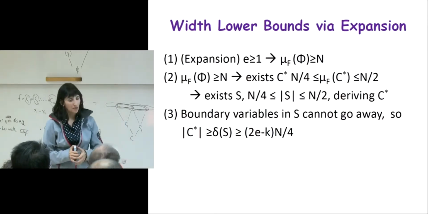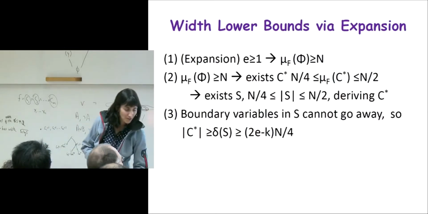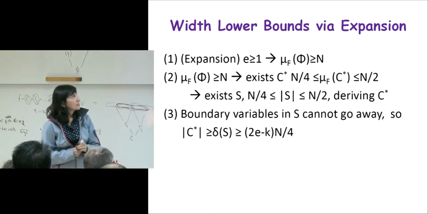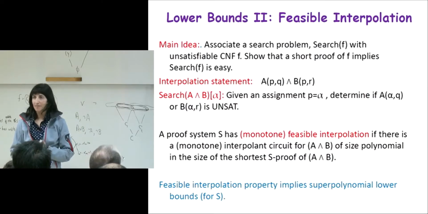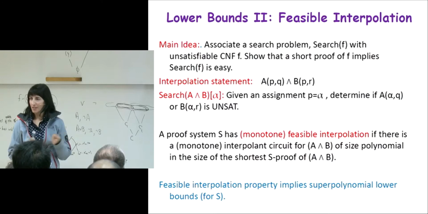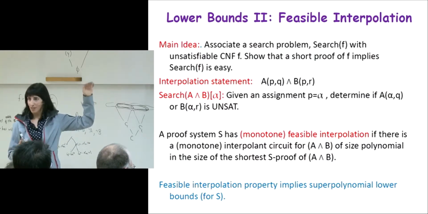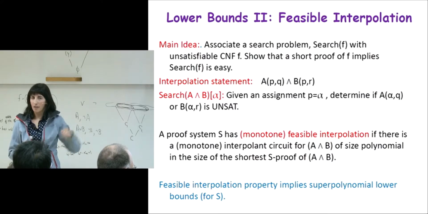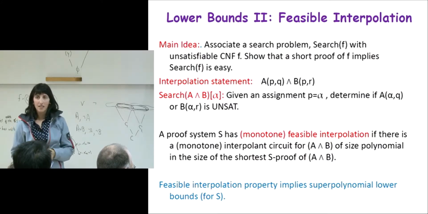Okay, so the other methods I won't tell you as much about. I won't really show them to you. The second method that's been very productive is called feasible interpolation. And the idea here is that you associate a search problem. This idea is used a lot, not just with feasible interpolation, but to get lower bounds for a lot of the semi-algebraic and algebraic proof systems. They don't use interpolation, but they use the idea of looking at the search problem associated with the CNF. So I want to tell you what that is.